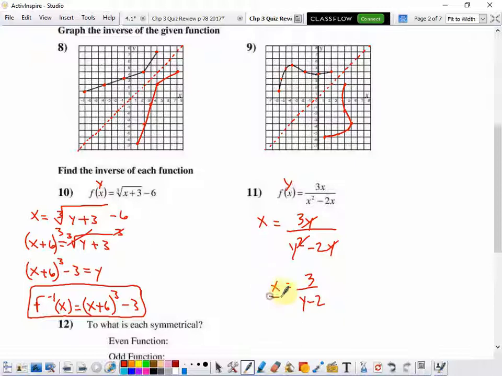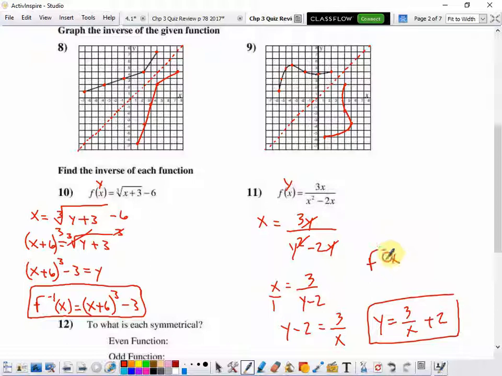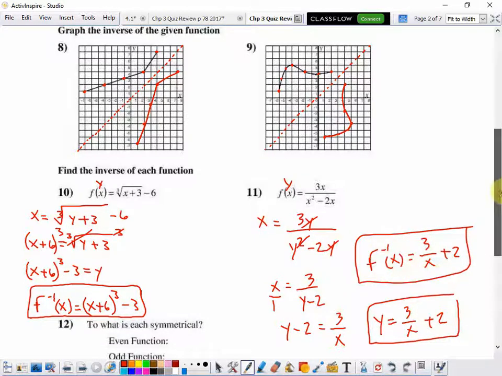If I think of this x as an x over 1, I can always switch diagonally. That's a property of proportions that I can exchange diagonally. So I'll have y minus 2 equals 3 over x. And now to get y by itself, I need to add 2. Y equals 3 over x plus 2. That is my inverse. In function notation, f inverse of x is 3 over x plus 2. They both mean the same thing. The second one here is function notation.